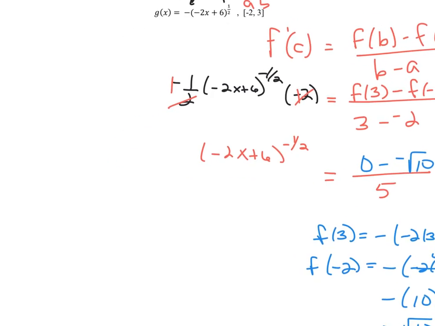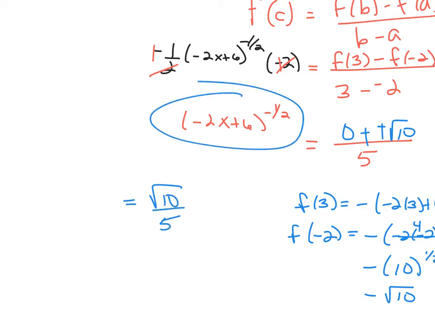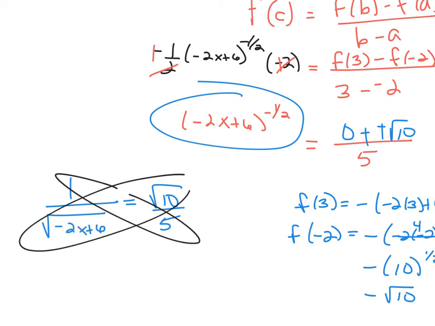I'm just going to clean this up a bit. My right side of my equation becomes positive radical 10 over 5. And then this side here is a little different. It's actually better to write it like this: 1 over the square root. It's a square root because it's a 1/2 power. It's now in the denominator because it's a negative exponent. Negative 2x plus 6. And now I'm going to cross multiply. I'm going to get 5 equals radical 10 times radical negative 2x plus 6. When you have a radical and a radical, you just multiply the insides. Hopefully you guys remember that.